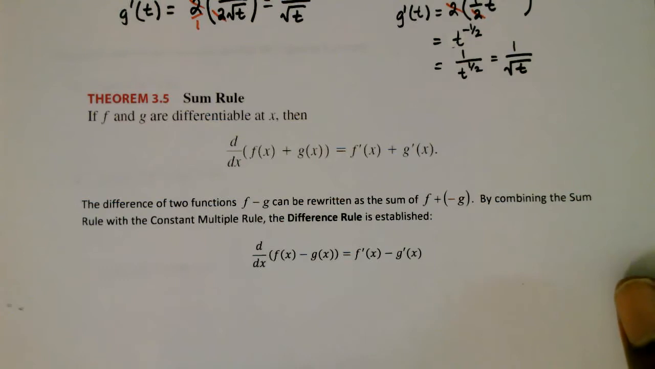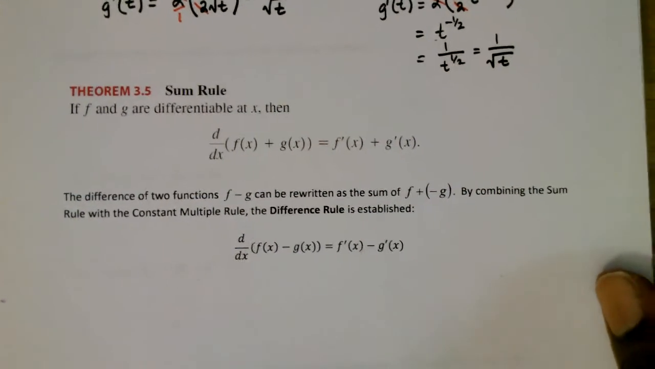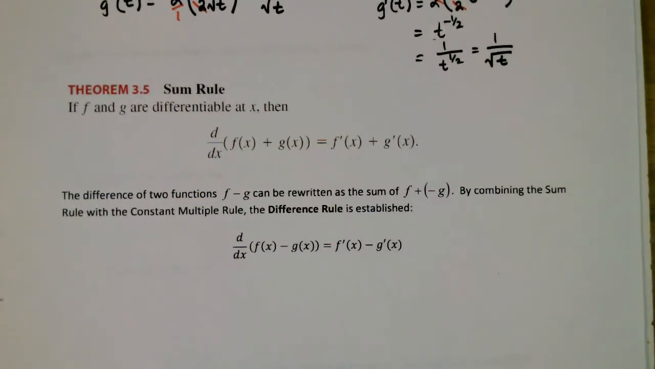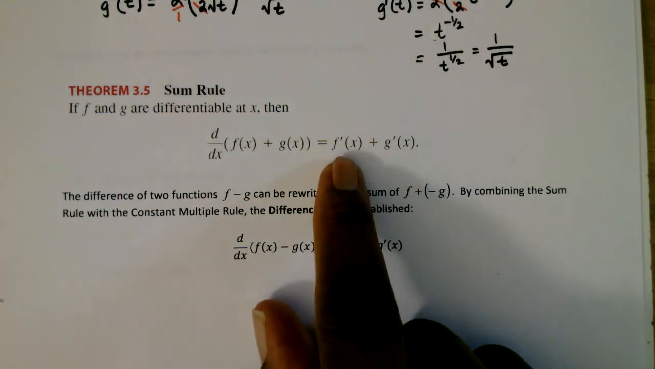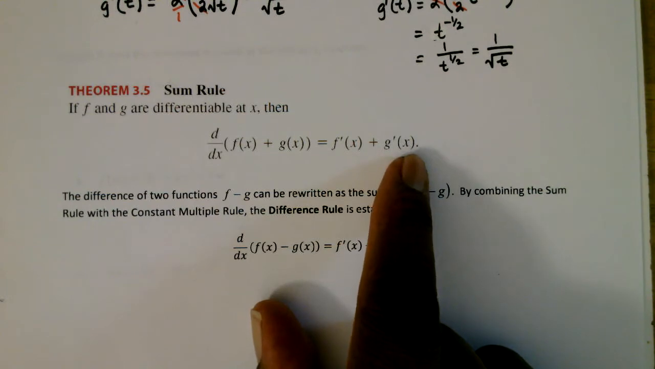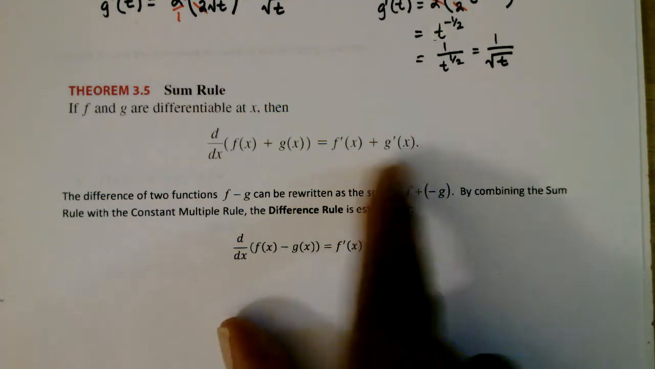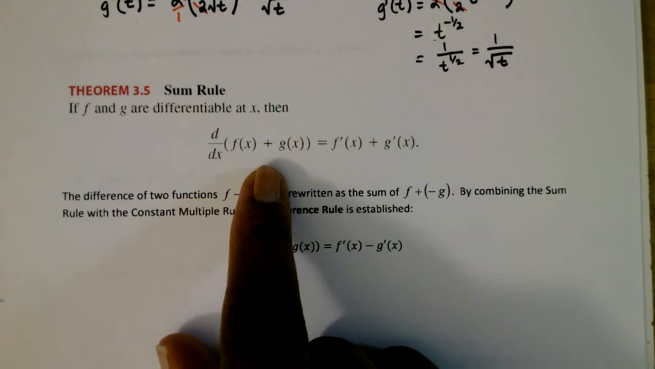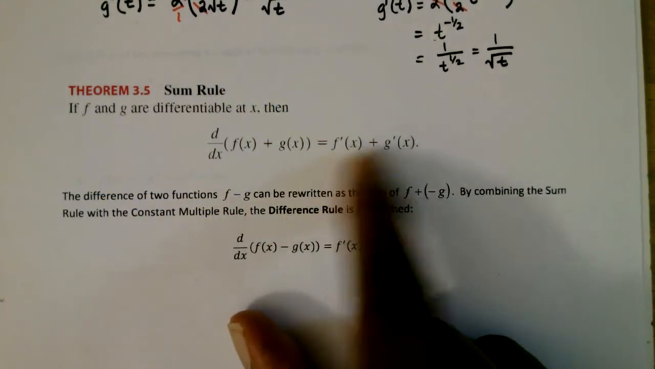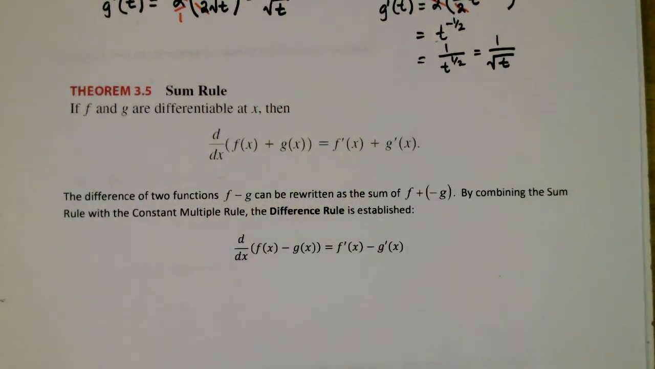Okay, next we'll look at the sum rule. Let's say we have two functions f and g, and they're differentiable at x. Then the derivative with respect to x of f of x plus g of x will be equal to this. We take the derivative of f of x and then the derivative of g of x. Okay, so the derivative of the sum will be equal to the sum of their individual derivatives.